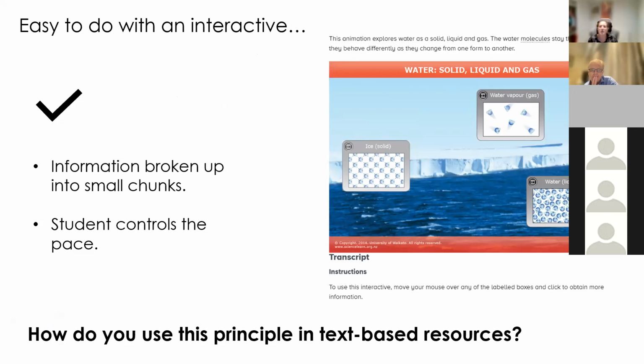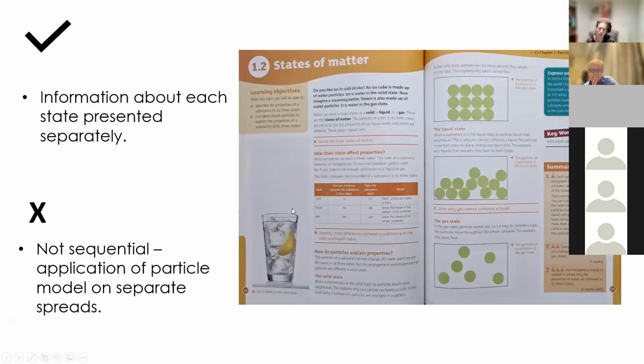But how can you use that principle in text-based resources? That's when it's quite difficult to do. So if you have a look at what a textbook has done, what they've done well is they put in the information about each spread, each state separately. So we've got solid, liquid and gas, although I would argue you'd want the solid together all on one page. Obviously it's quite difficult to do, but it's not sequential. So on other spreads, they go into detail about diffusion and gas pressure, whereas you'd want that all together rather than on separate spreads.